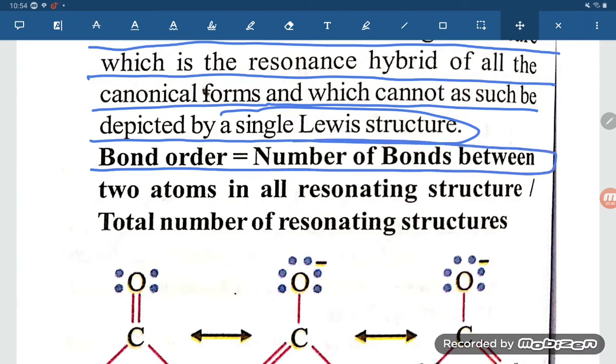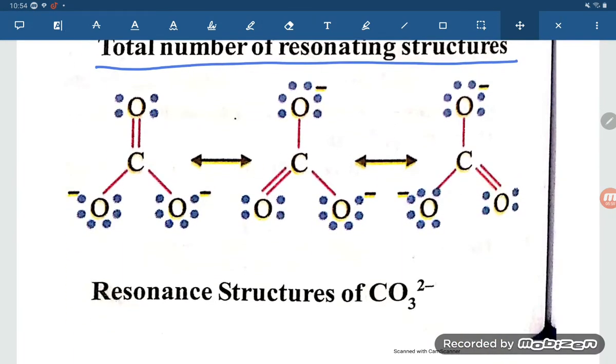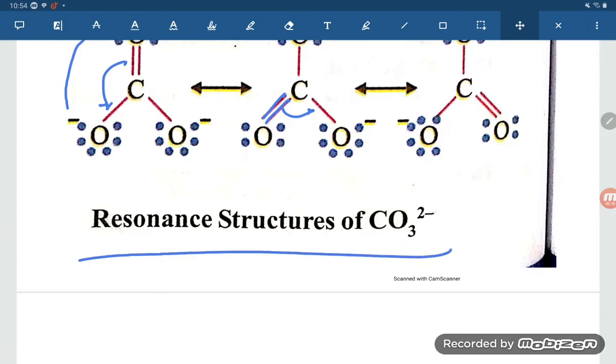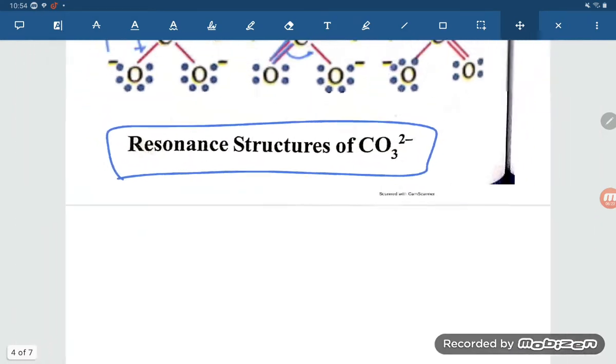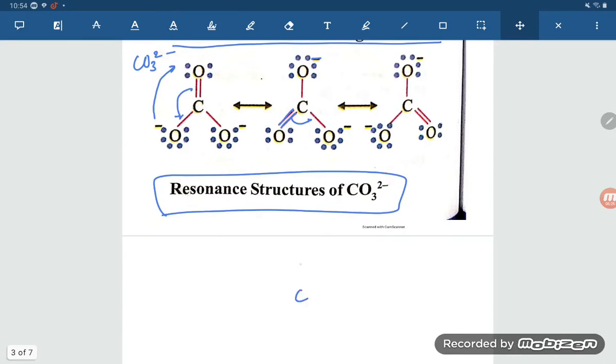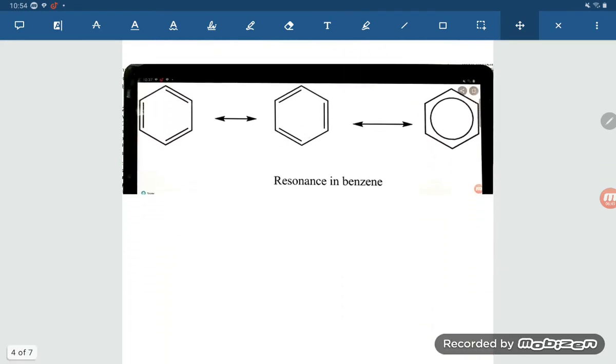Bond order is the number of bonds between two atoms in all the resonating structures divided by the total number of resonating structures. Take CO3 2 minus. How are the bonds made? First the double bond is here, second this double bond moves here and the lone pair electrons go, so a negative charge comes. Again the double bond shifts here, and the negative charge shifts accordingly. So these are the resonance structures of this molecule. What would be the hybrid structure, students? With C and three O's, the double bond character spreads over all the places, and all the oxygens acquire the negative charge too. Next, see the resonance hybrid structure.